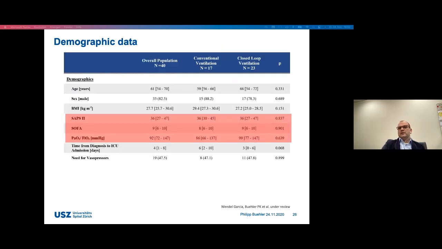All patients had severe ARDS. You see it here, the median PF ratio was 92. The median subscore overall was 36. The mortality rate of all these patients was very low. The mortality rate overall in the first wave was 20%. There were no ventilator related deaths.